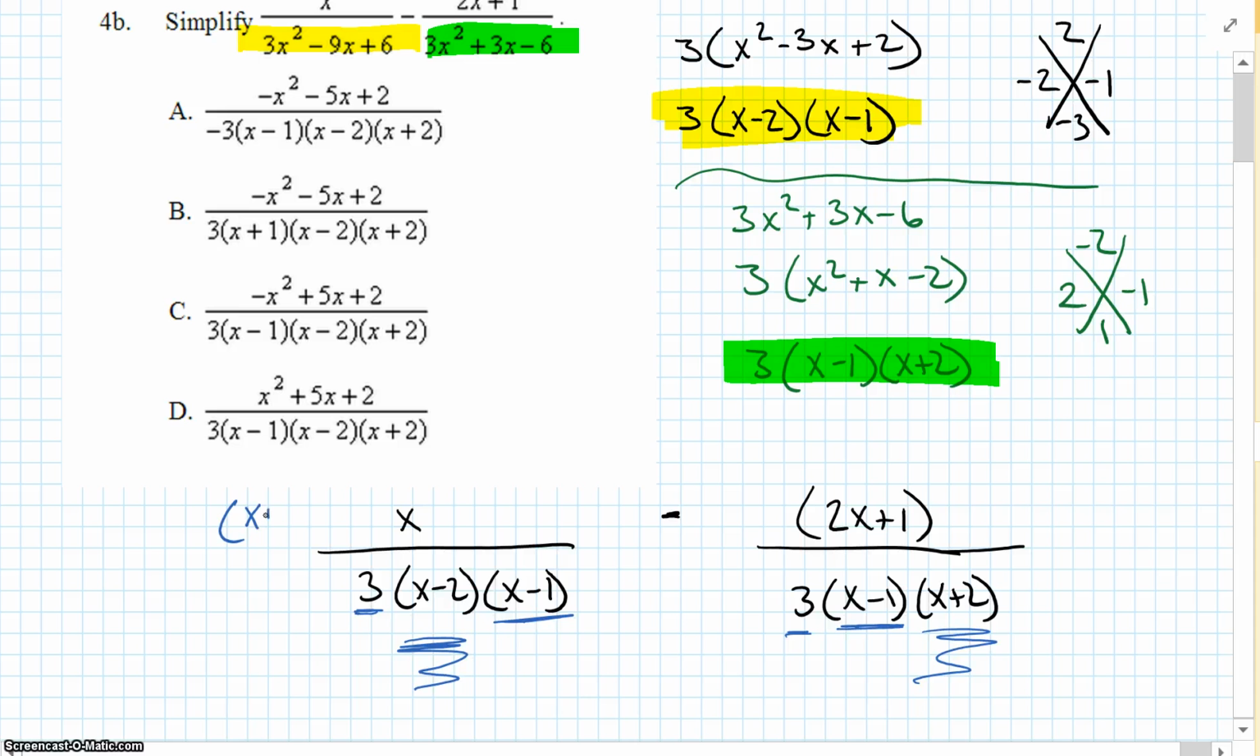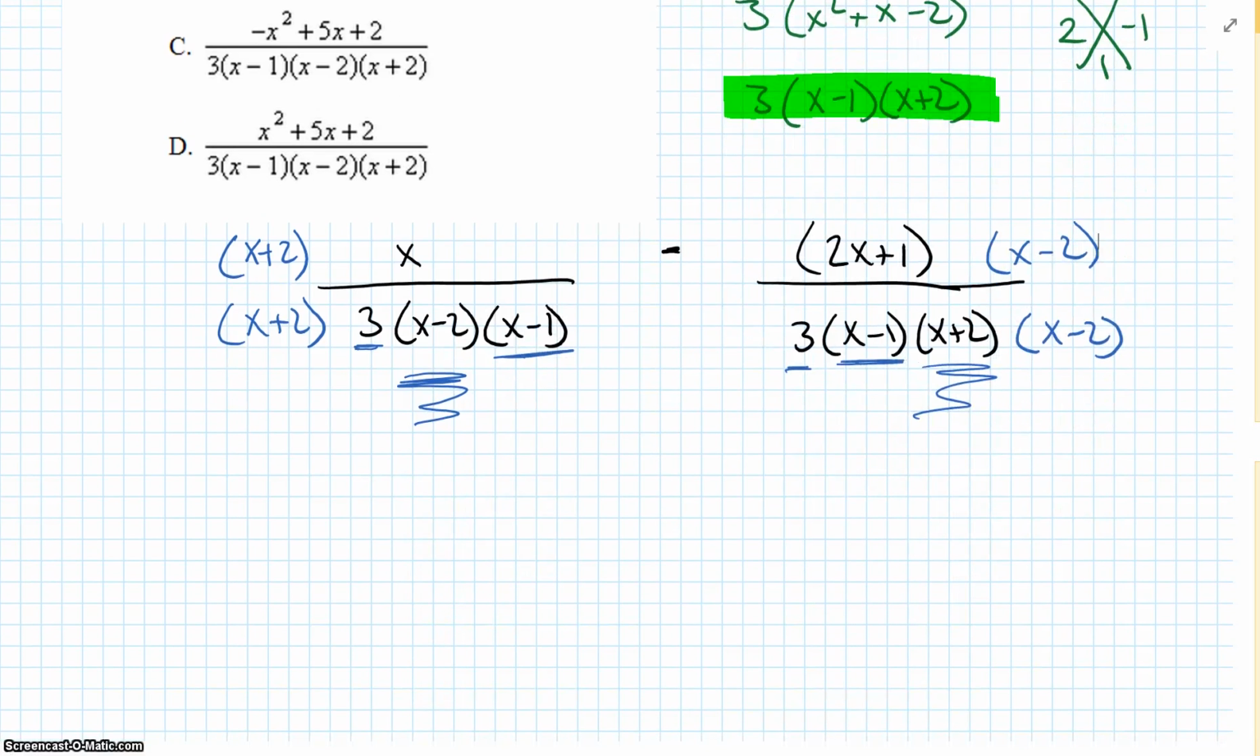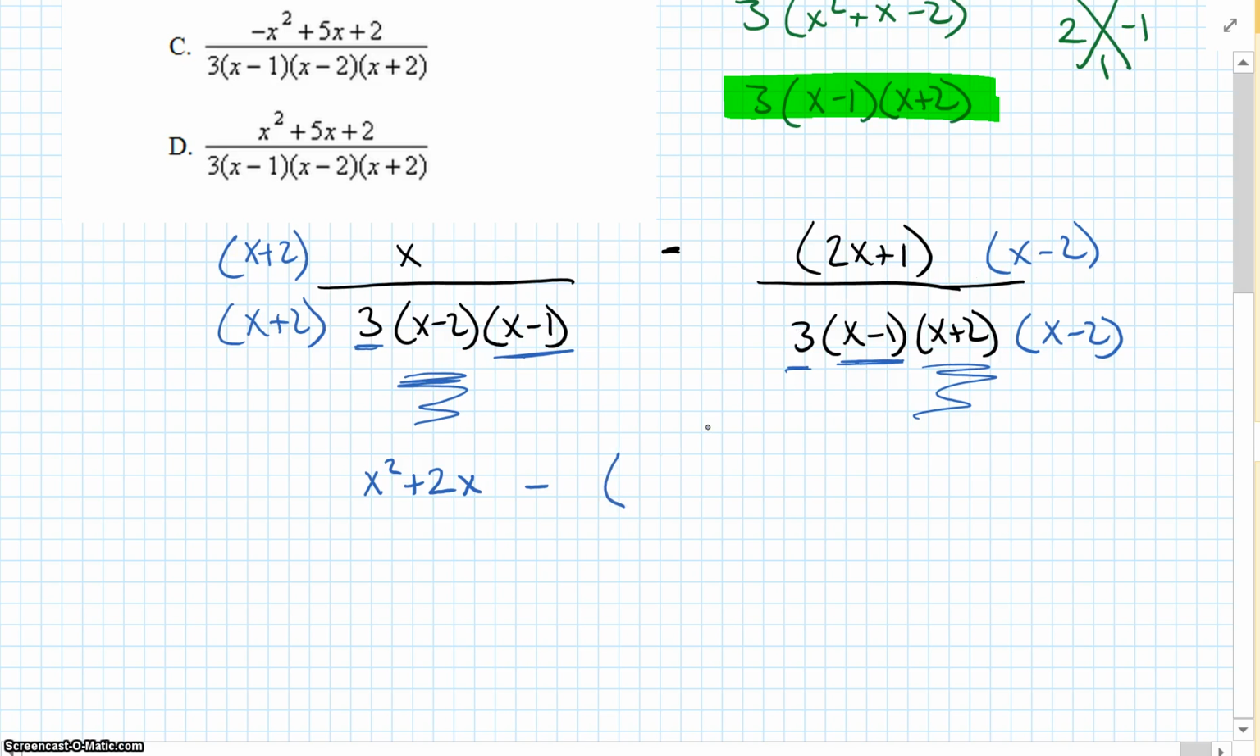So let's multiply the top and bottom of this one by x plus 2, and the top and bottom of this one by x minus 2. So now our denominators are the same. Let's go ahead and distribute and multiply the top. The top on the left is going to be x squared plus 2x. We're going to have a minus on the right side. We've got 2x plus 1 times x minus 2. So minus, in parentheses, 2x squared minus 4x, plus x minus 2.